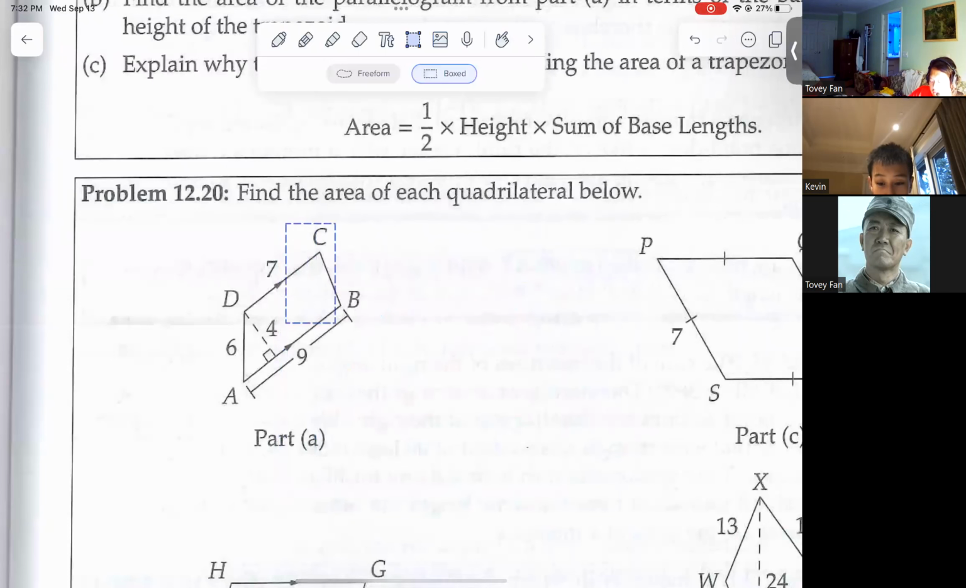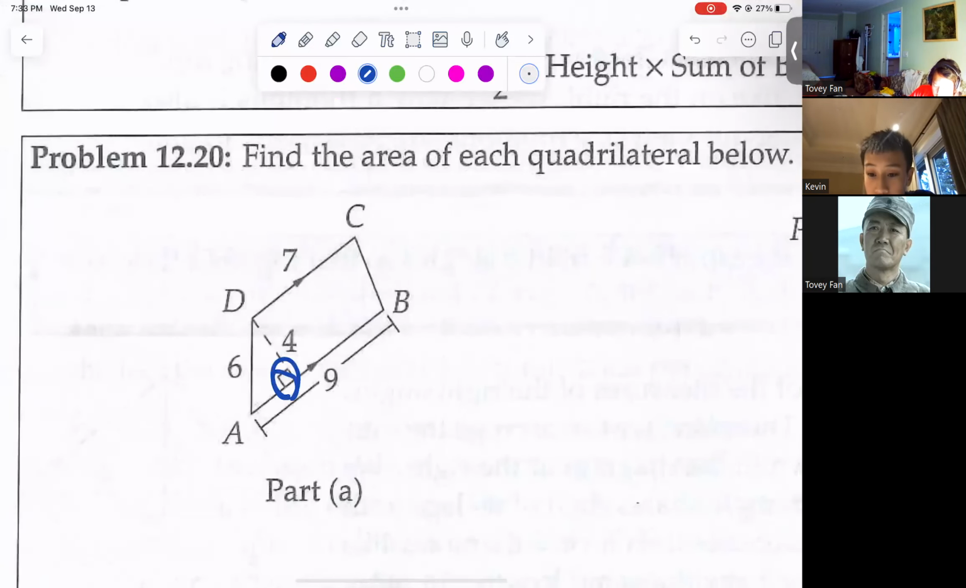So if this is a trapezoid, how do you find the area of it? Then it's like 7 plus 9, and then divided by 2, and then times 4. Oh, okay. 4 is the altitude, right? Do you recognize that 4 is the altitude? This part is perpendicular to the base, so that's why it's the altitude. So the sum of the bases times altitude or height divided by 2. Does it make sense or not?